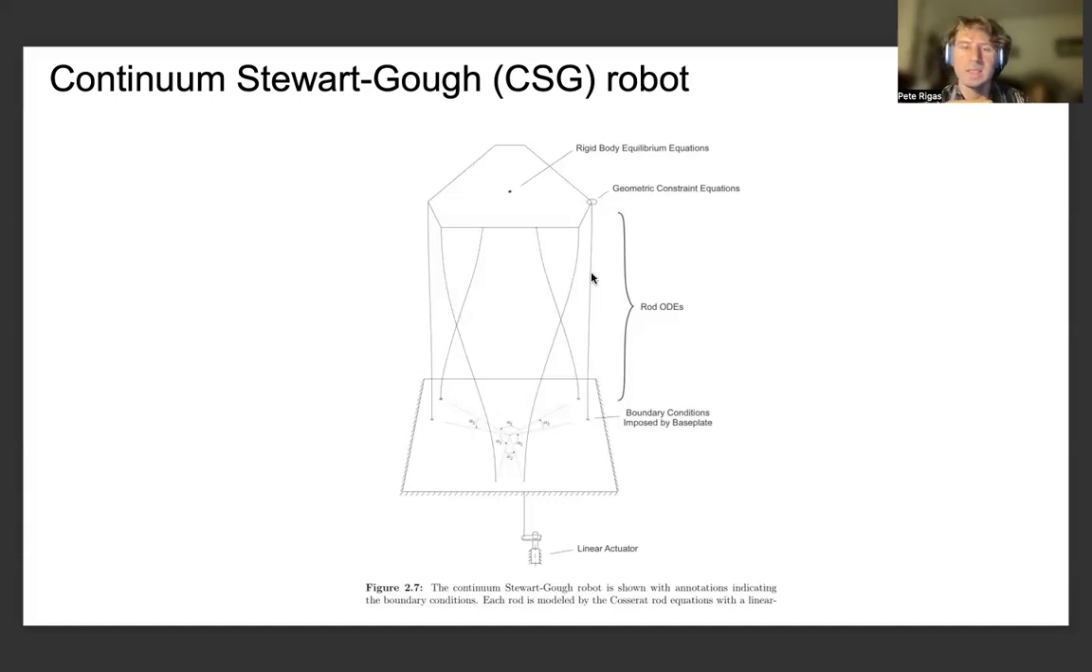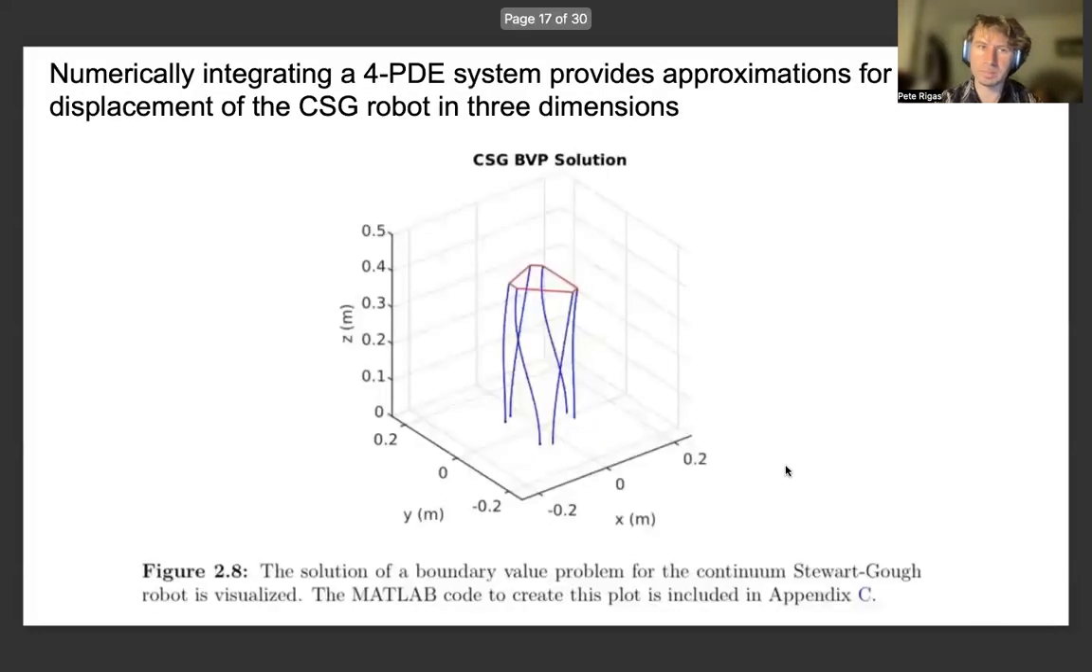And the rod ODEs come into form because there are several types of rods which connect the bottom platform to the top of the platform, which are geometrically constrained by the boundary conditions which are imposed at the base plate. And we can numerically integrate a 4-PDE system, namely a PDE with 4 systems of evolution, to provide approximations for the displacement of the CSG robot in 3 dimensions.